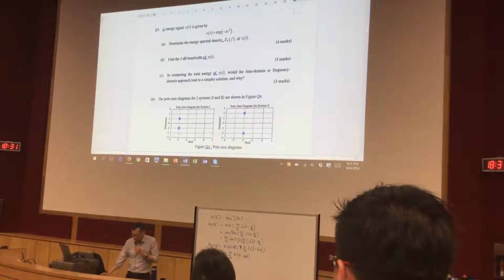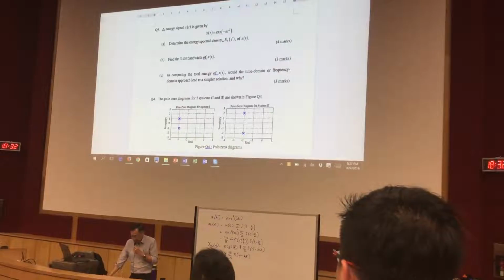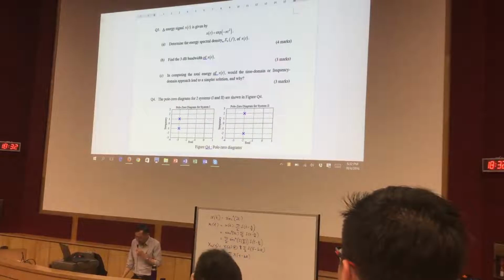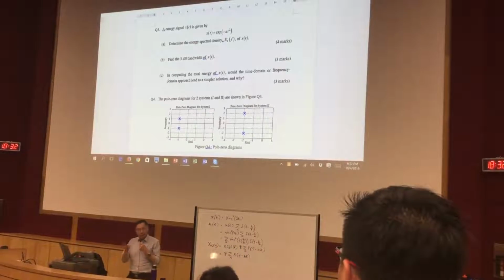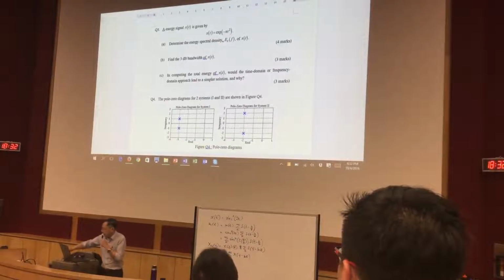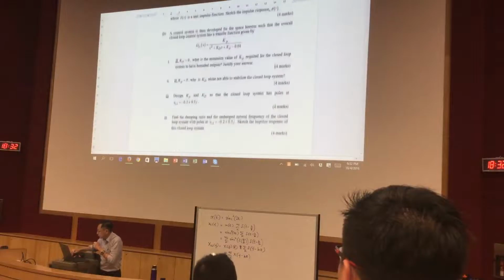Question 3. Energy signal x(t) is given as follows. Alright? It's e to the minus pi t squared. Determine the energy spectral density, ESD or E_x(f). Okay, straightforward. Inside your Fourier table, if you look at the end, alright, I'll go at the end.